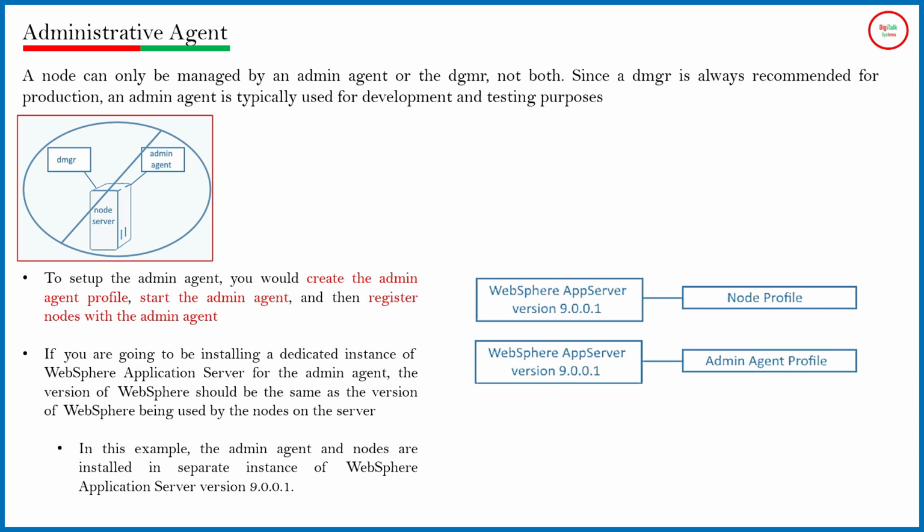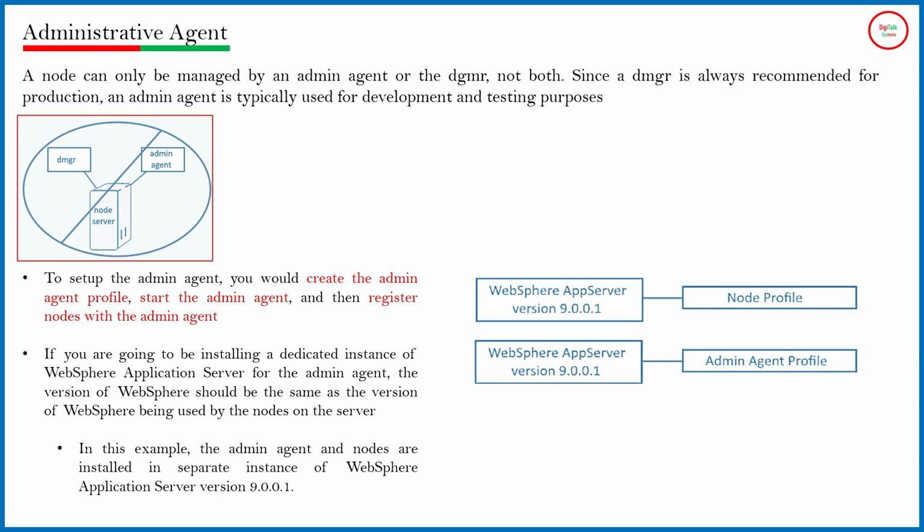After creating an agent profile, we have to start the admin agent. Then we need to register the node with the admin agent. That means we do the federation of the node with the admin agent so that the admin agent can understand that particular node. This is the same process we follow for the DMGR as well. We create the DMGR profile, then we create a profile for the application server, and then we do a federation of the application server with the DMGR.